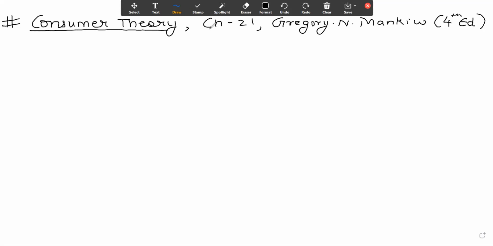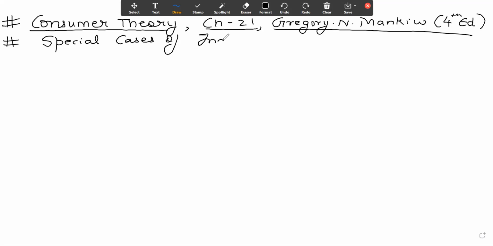Okay, so all of you can recall in the previous lecture of consumer theory, we were doing the concept of indifference curves which capture consumer preferences, and we had also done the properties of indifference curves in depth. Now in this particular lecture, we intend to look at special cases of indifference curves.